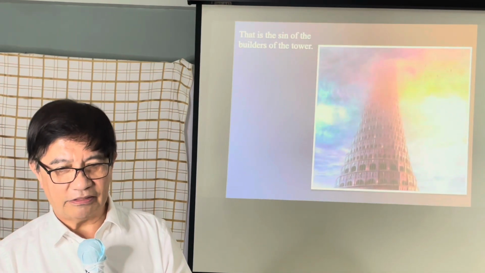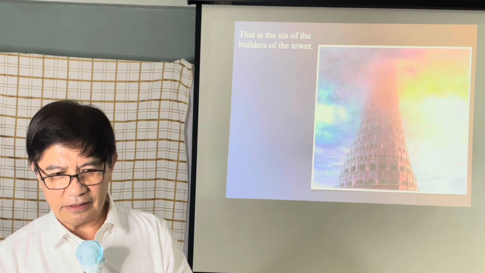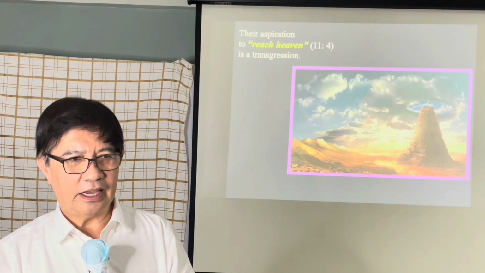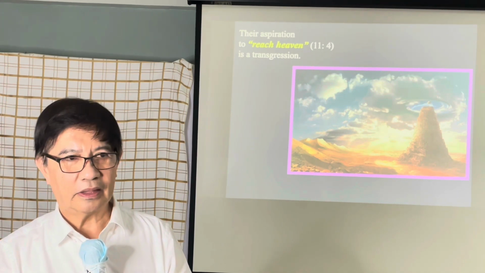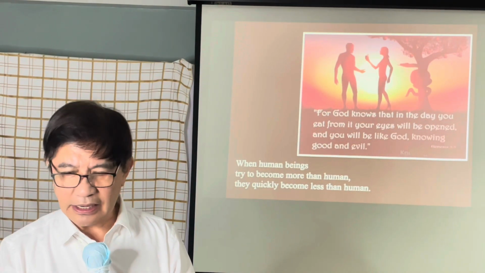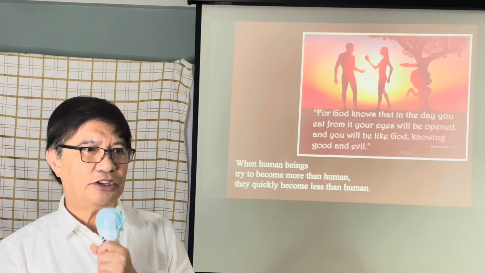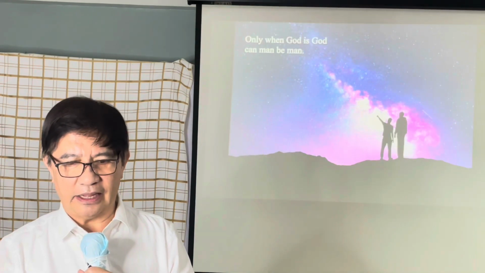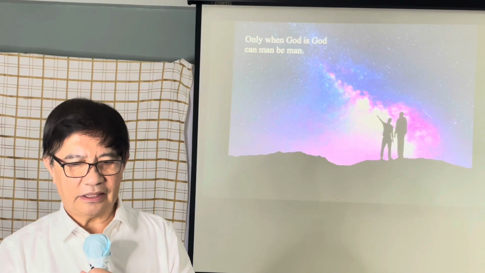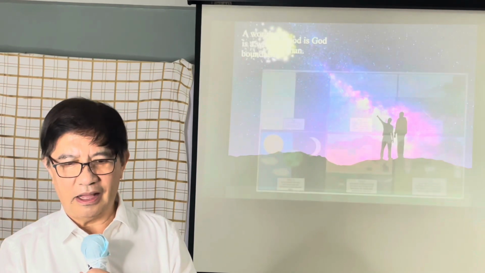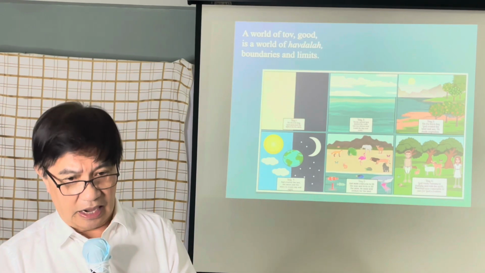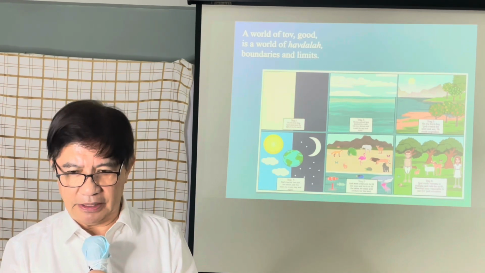This is the sin of the builders of the Tower of Babel. Their aspiration to reach heaven is a transgression. When human beings try to become more than human, they quickly become less than human. Only God is God. Only when God is God can man be man. A world of Tov, good, is a world of Havdalah, boundaries and limits.